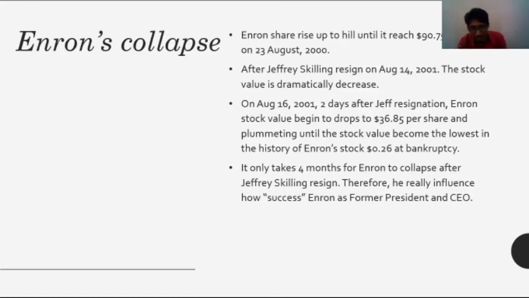However, after Jeffrey Skilling resigned on August 14, 2001, almost 1 year after the price reached 90.75, the stock value dramatically decreased. On August 16, 2 days after Jeff's resignation, Enron's stock value began to drop to 36.85 per share and plummeted until the stock value became the lowest in the history of Enron stock, which is 0.26 at bankruptcy. It only took 4 months for Enron to collapse after Jeffrey Skilling resigned. Therefore, he really influenced how successful Enron was as former president and CEO.